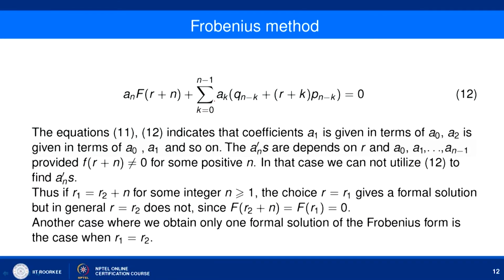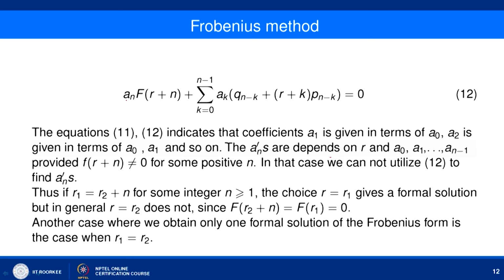So, here we can simplify in this way: a n f of r plus n plus the sum over k equal to 0 to n minus 1 of a k times q n minus k plus r plus k p n minus k equals 0. So, equations 11 and 12 indicate that the coefficient a1 is given in terms of a naught, a2 is given in terms of a naught and a1, and so on. So, the a n's are depending on r. If you look at here, r is involved.